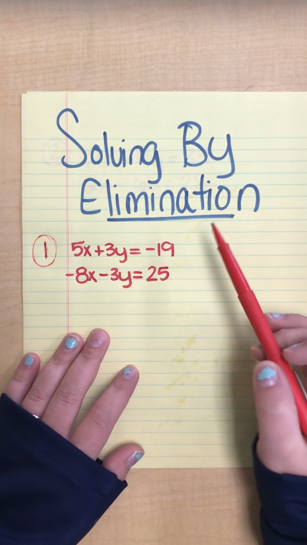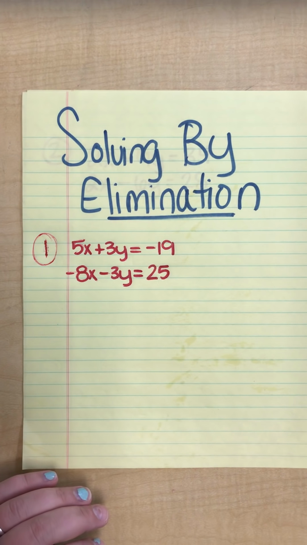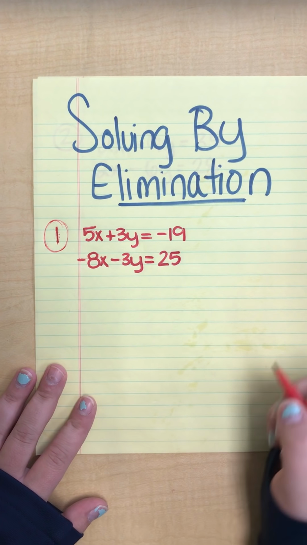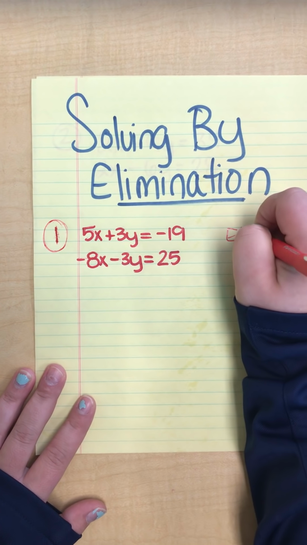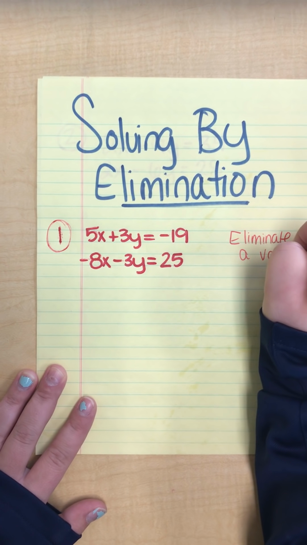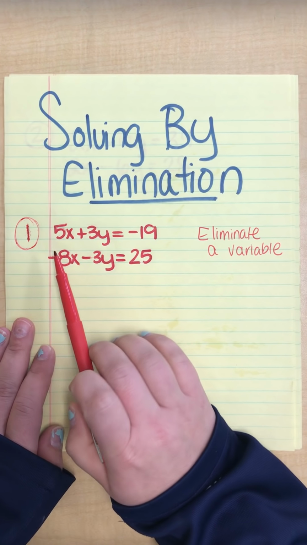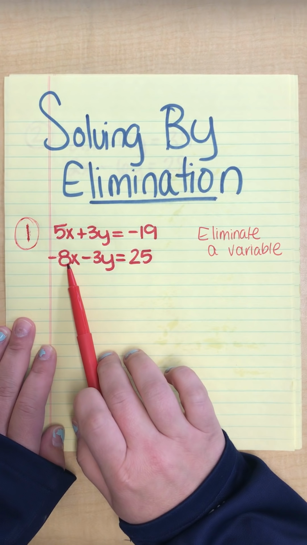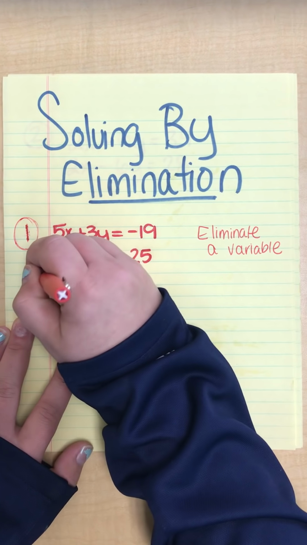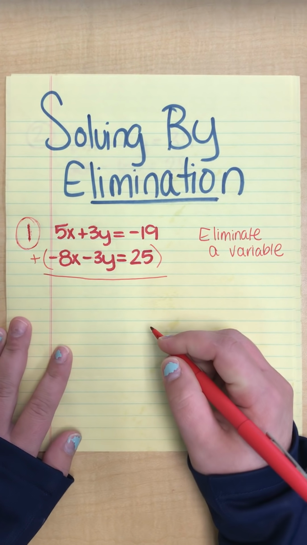So just like last time, remember, if it says to solve by a certain thing, make sure you are using that method. Okay, so elimination is exactly how it sounds. We're going to eliminate a variable. So your goal is to eliminate a variable. What you want to ask yourself is, if I add these two together, will they equal 0? Nope. If I add these two, will they equal 0? The answer is yes. So I can go ahead and add the two equations.